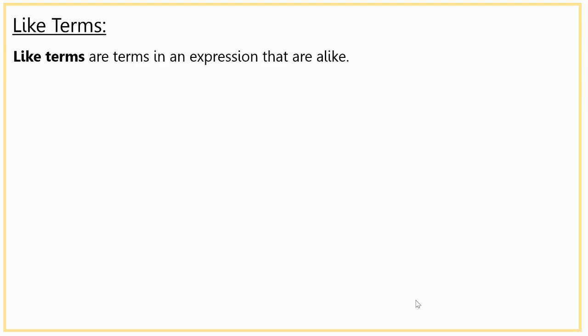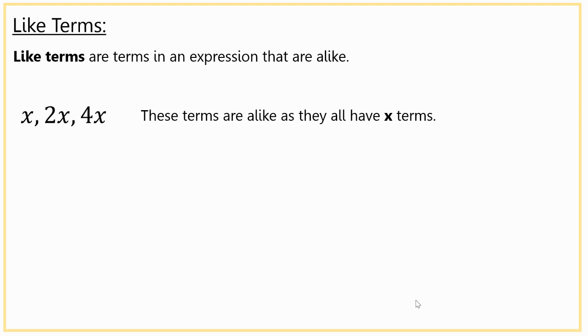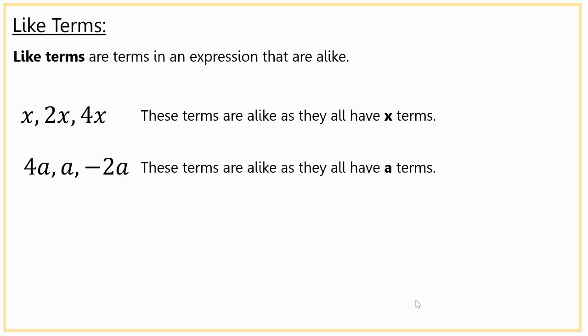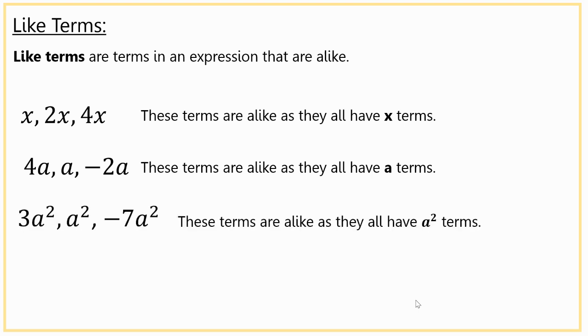And like terms are those that are alike because they have the same letter, the same variable. So x, 2x, and 4x, they're all like terms because they've all got that x variable. You can see 4a, a, and minus 2a are all alike as they all have a variables. The next are all alike again, they've all got a squared.